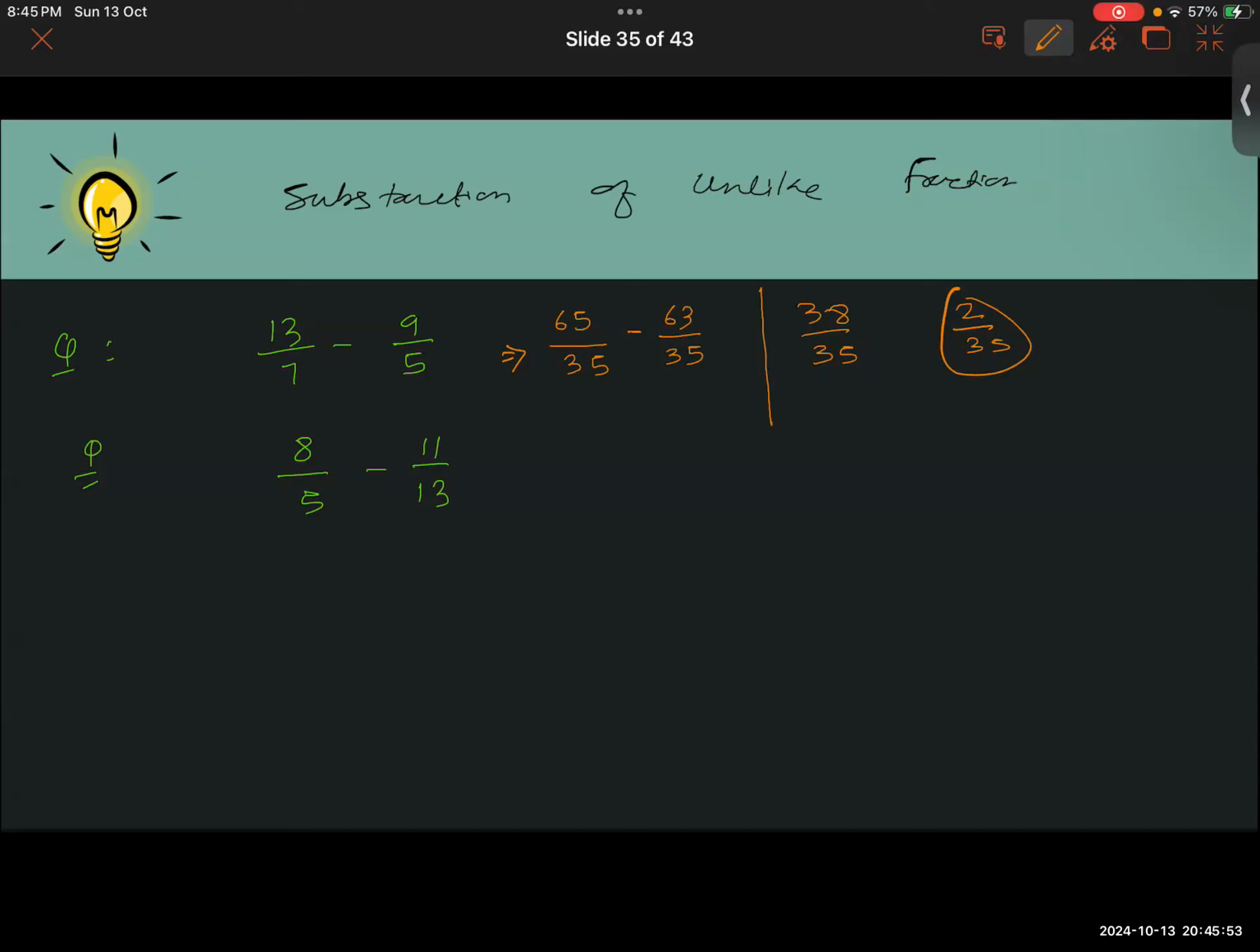I multiplied 13 into 5 and I got 25. I got the multiplication wrong. Okay, okay.